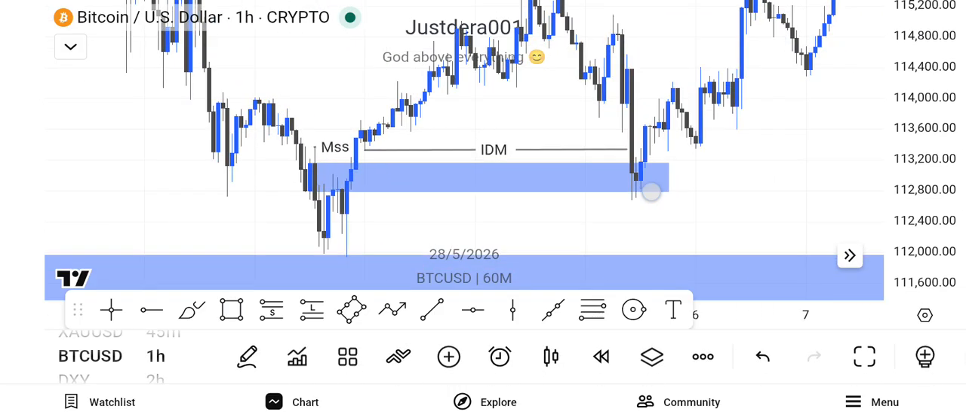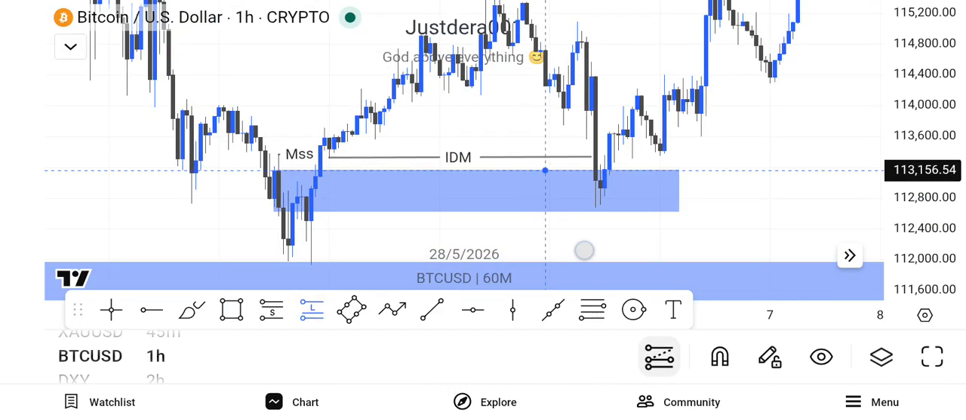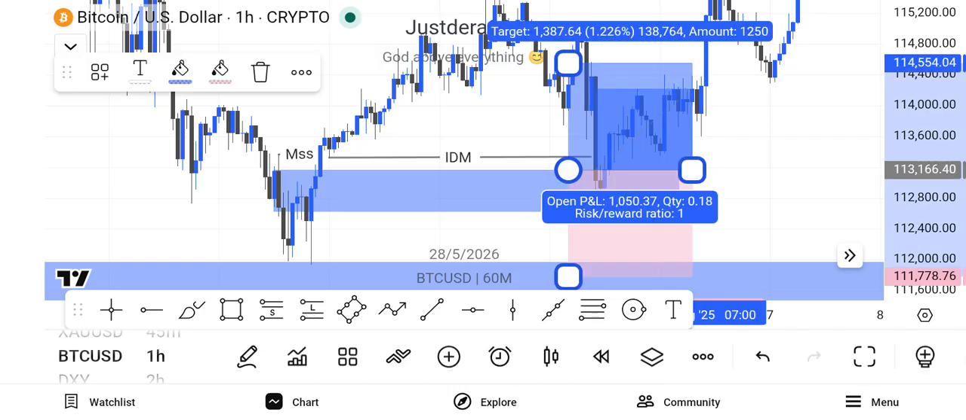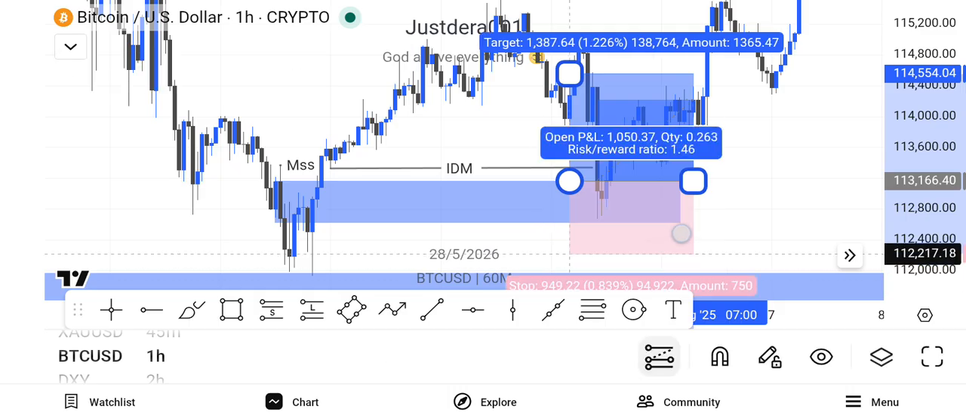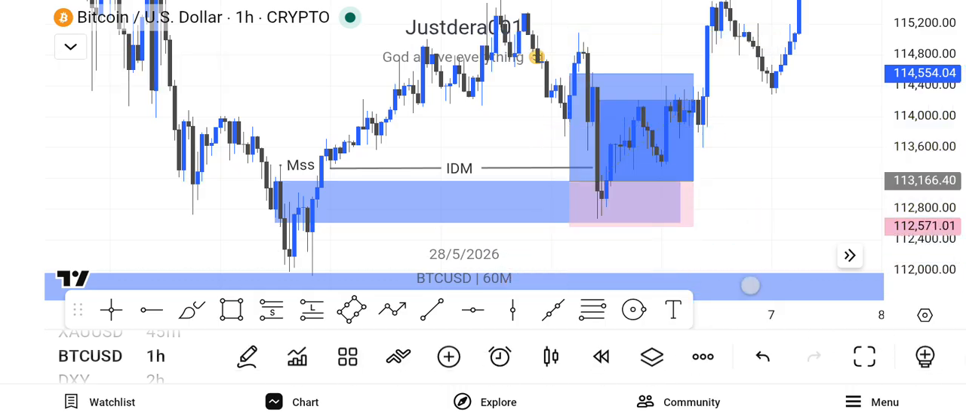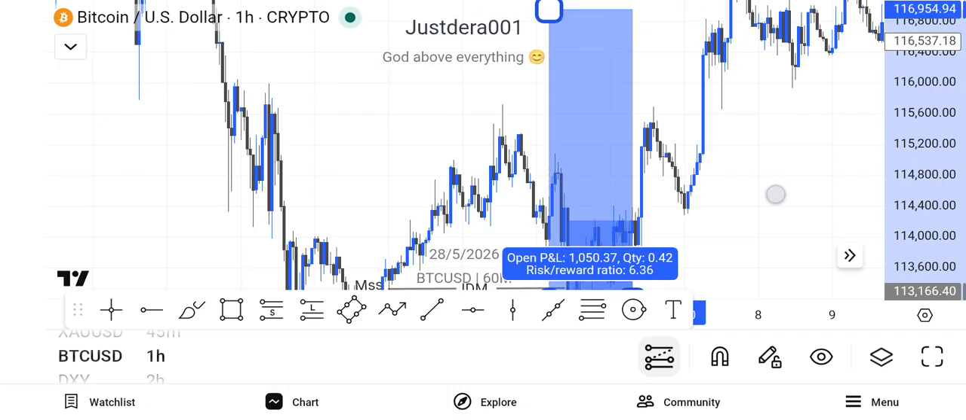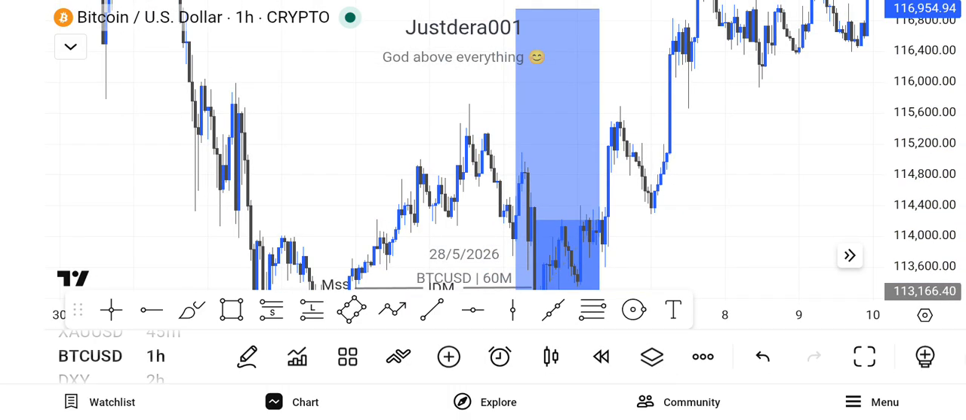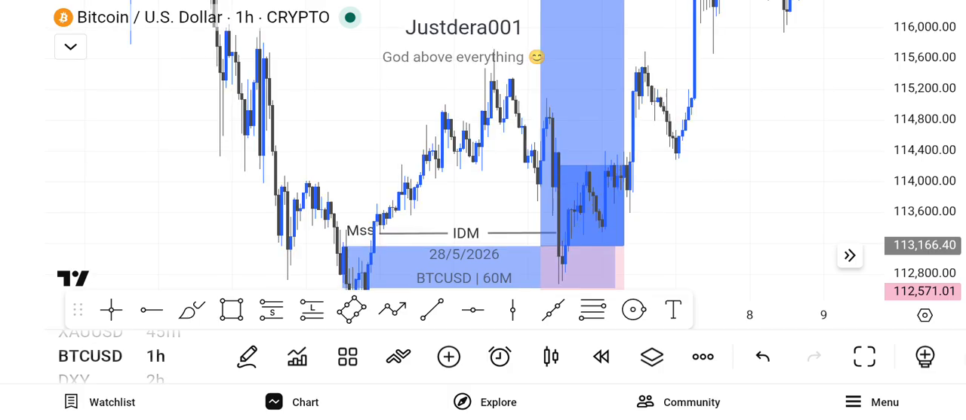Entry will come from that zone. So we buy, keeping our SL right below here. So target the next high.